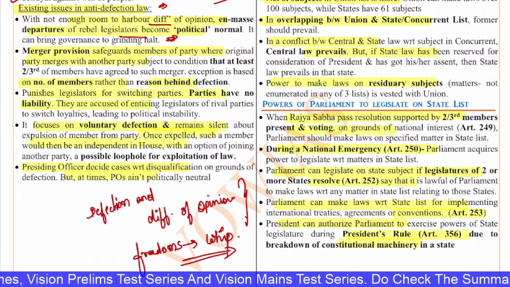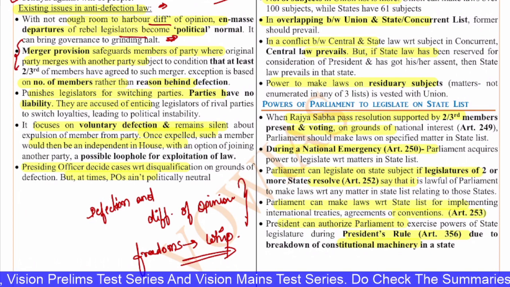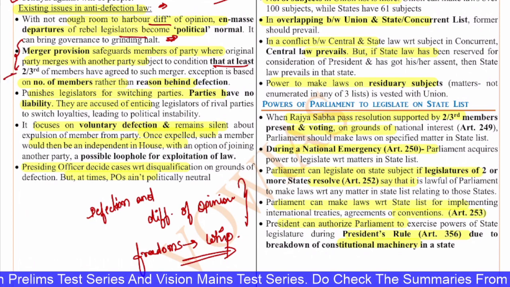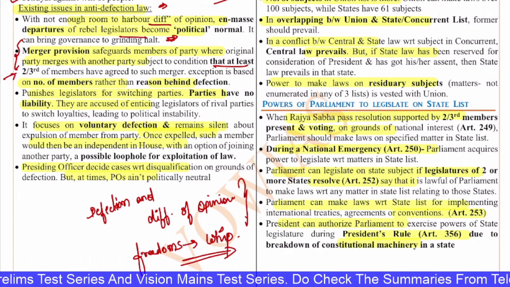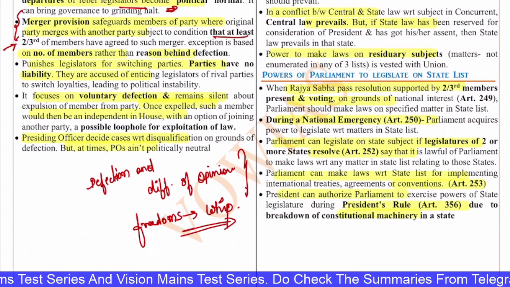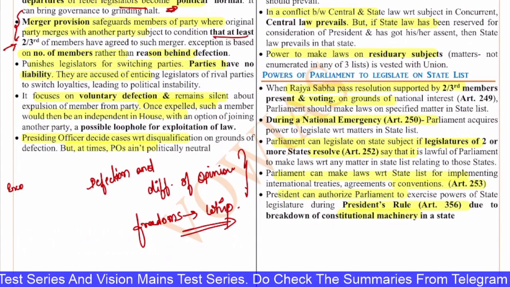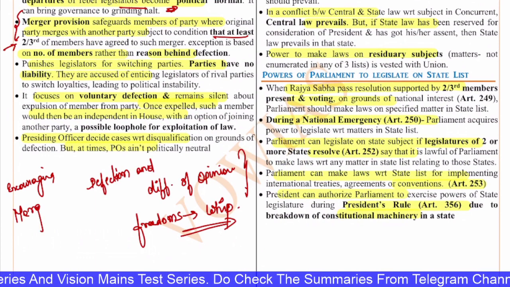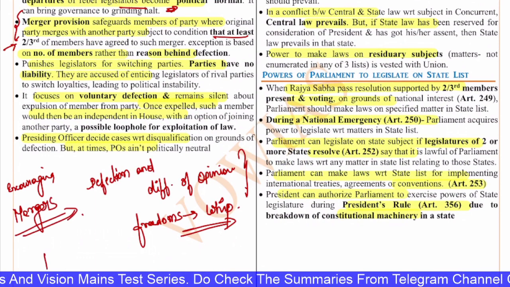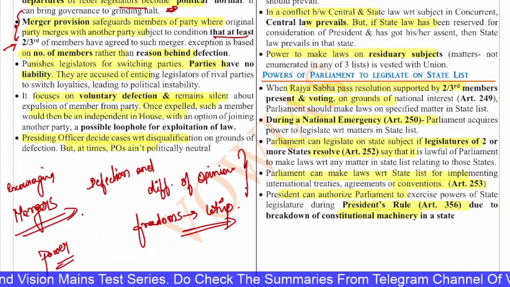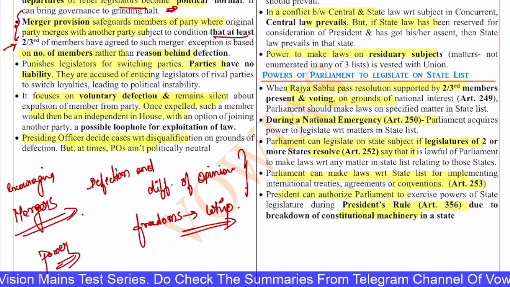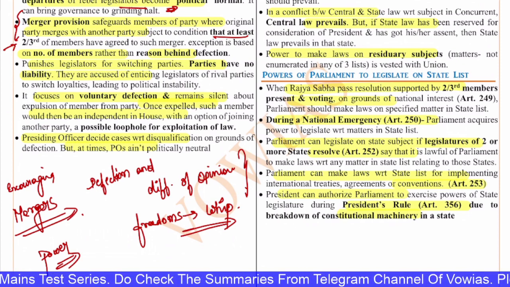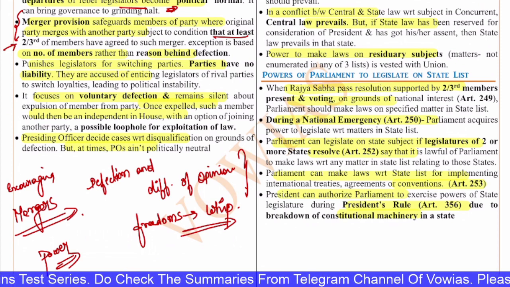Also, the merger provisions are there to safeguard members where the original party merges with another party, subject to the condition that at least 2/3 of the members agree to such a merger. If you see this, though it is stopping defection, it is encouraging mergers. So defection is turning into mergers, because at the end of the day, everyone wants power in politics. This power can be ensured through these mergers. The party which lost can merge with the party that has won, and they can simply come into power.